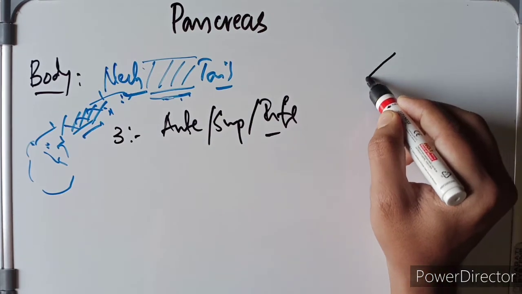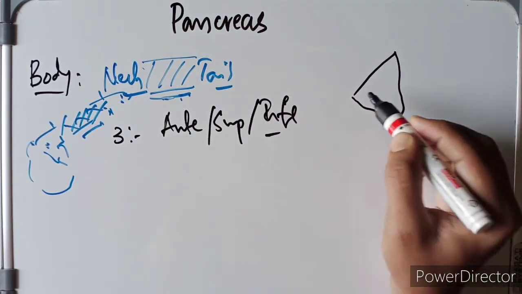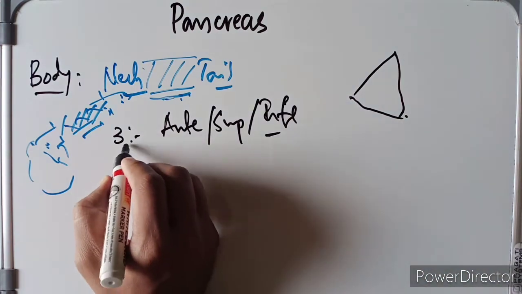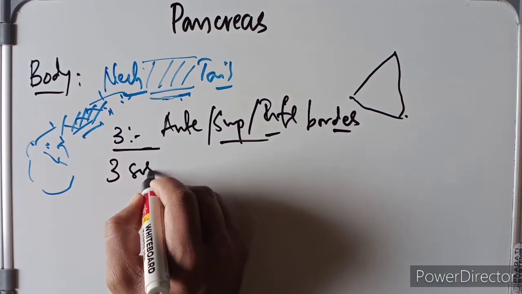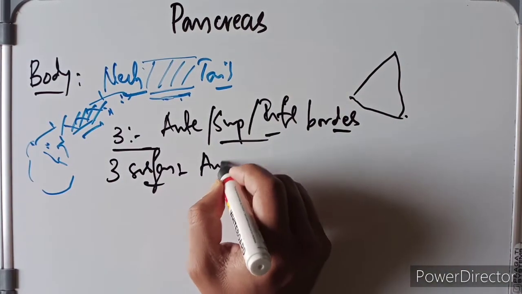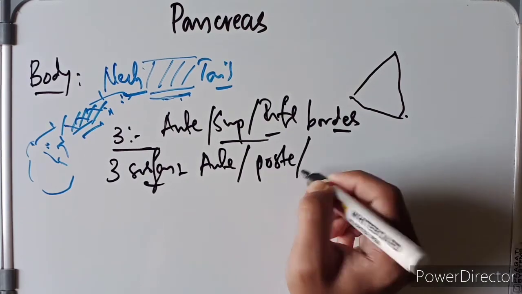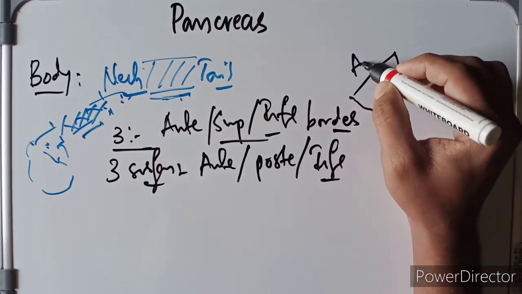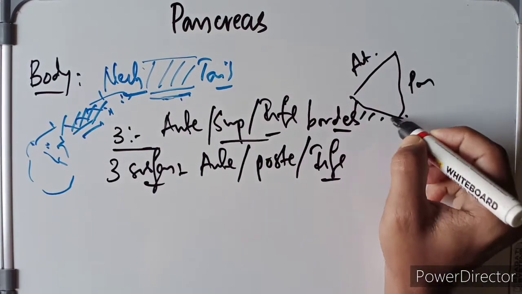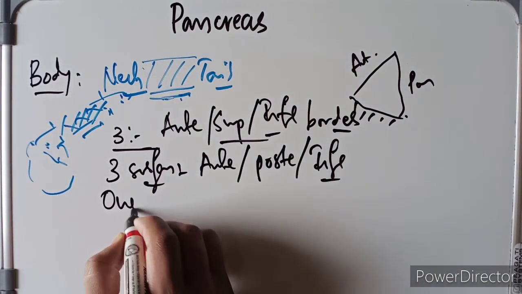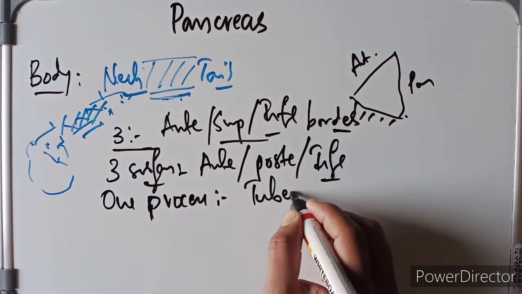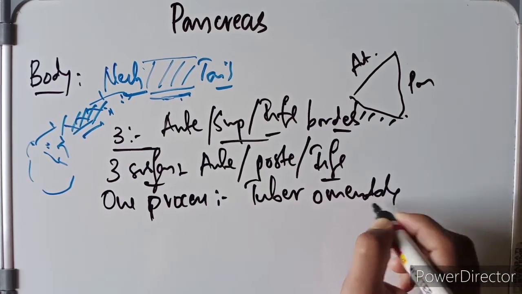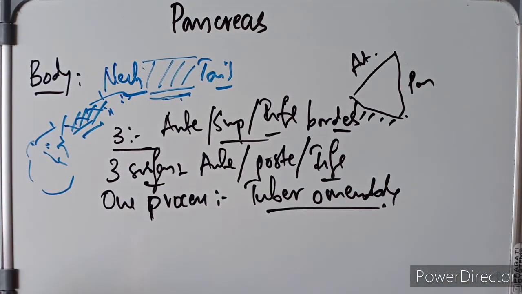So the upper body of the pancreas is approximately like this. It presents three borders, and then it presents three surfaces: the anterior surface, the posterior surface, and the inferior surface. And then it will present one more process, which is called the tuber omentale. So it presents one process, the tuber omentale, three borders and also three surfaces.